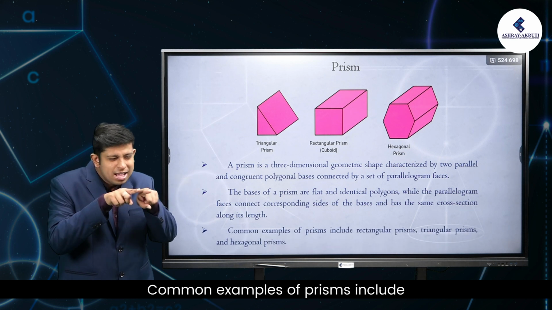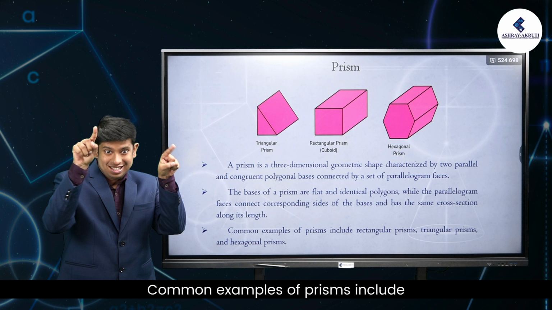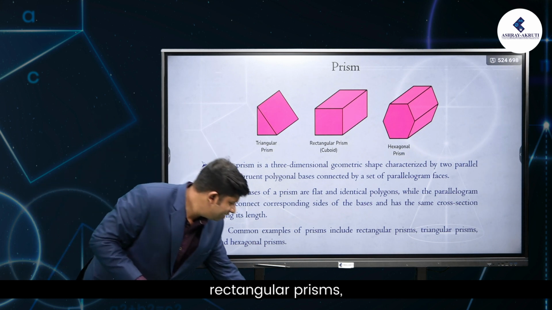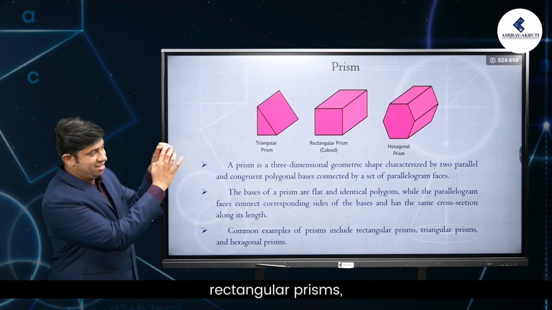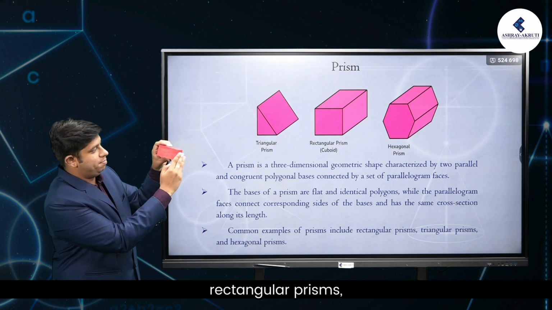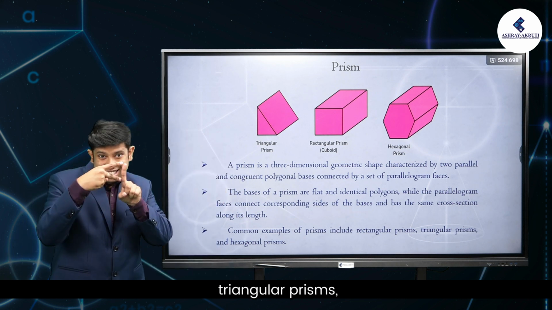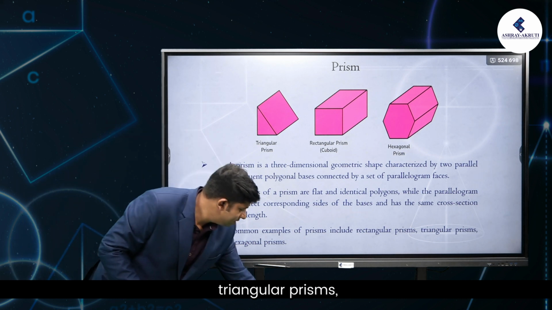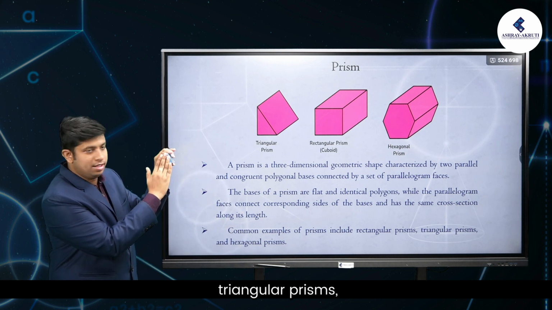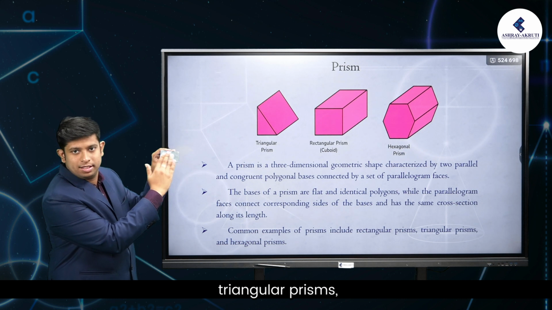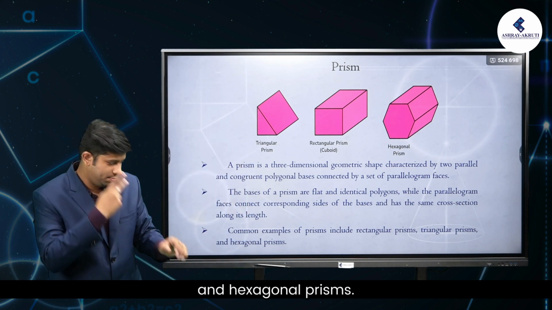Common examples of prisms include rectangular prisms, triangular prisms, and hexagonal prisms.